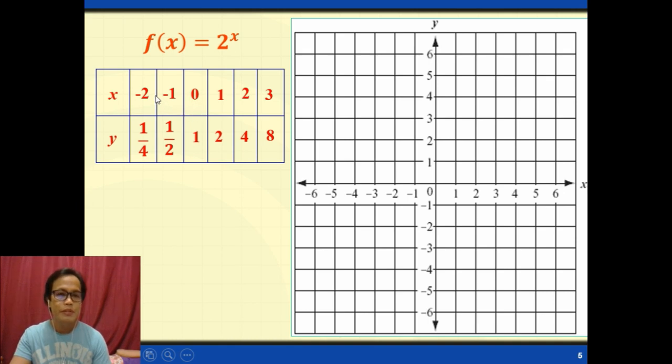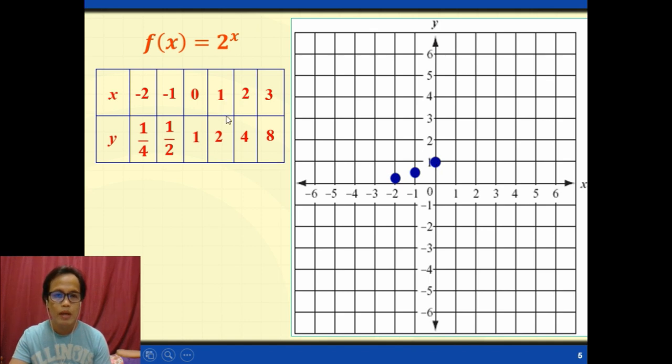So, we will have the first ordered pair, negative 2 and 1/4. So, this is negative 2, approximately, ato lang i-bana-bana, this is our 1/4. This is our first point, negative 2 and 1/4. Next, negative 1 and 1/2. This is negative 1 and 1/2. So, approximately na atong point diha. Next, 0 and 1. So, approximately na atong point dira.